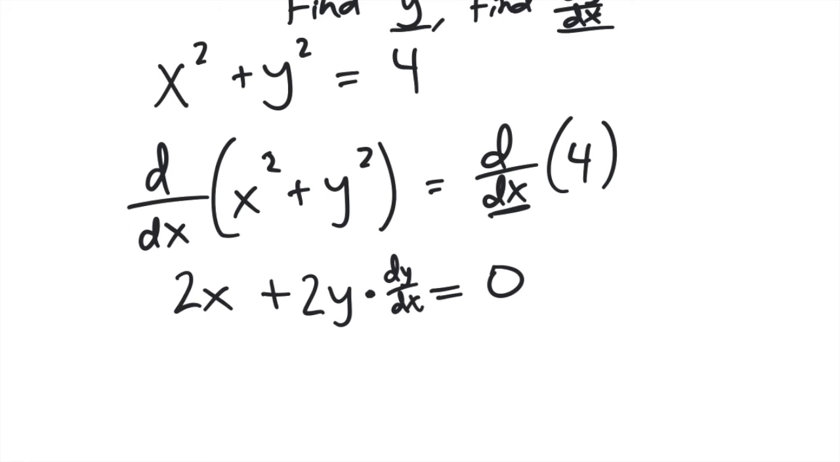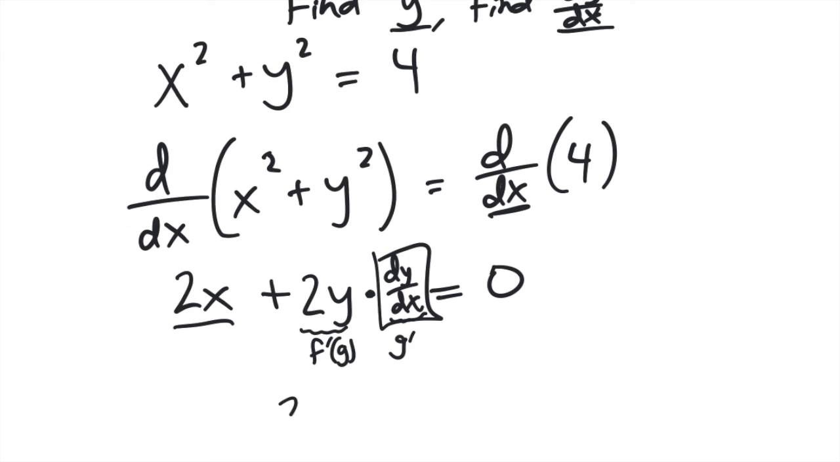So the derivative of x squared gives you 2x. The derivative of y squared is a chain rule, and this is like your f prime of g part, and then this is like your g prime part, and so that's what we have. But notice the directions say find dy dx, get that all by itself. So now do some algebra to solve for this piece and move everything else over to the other side.